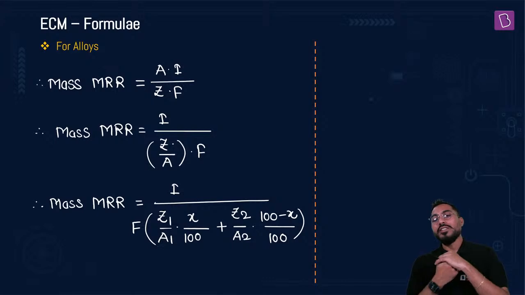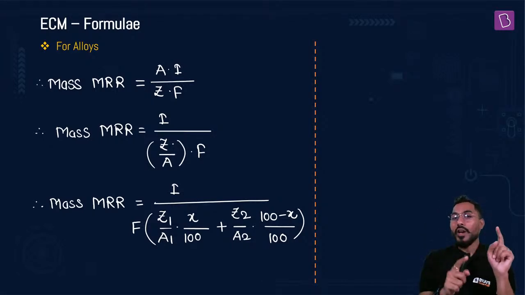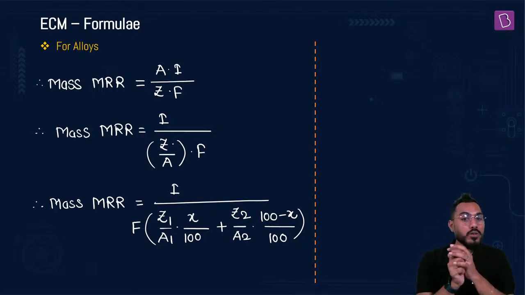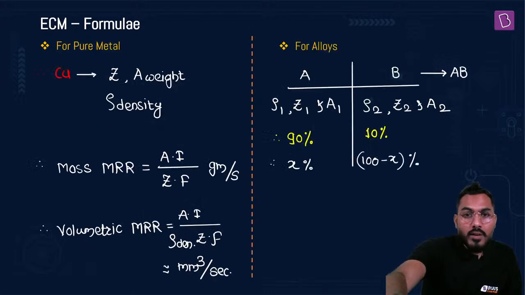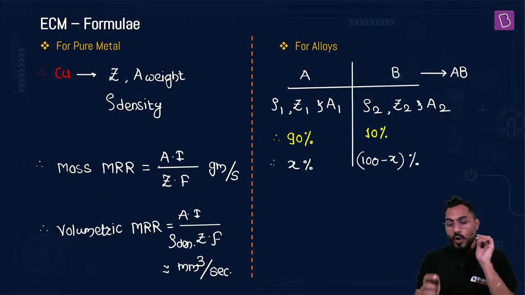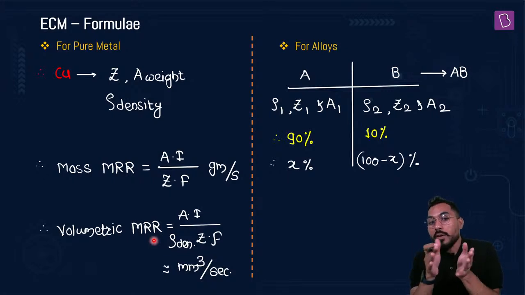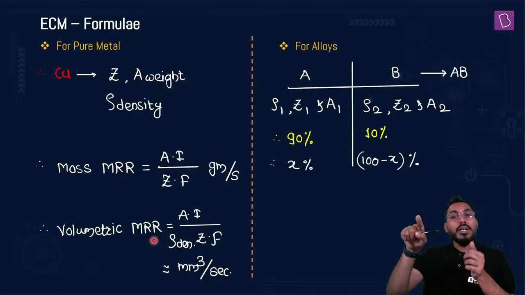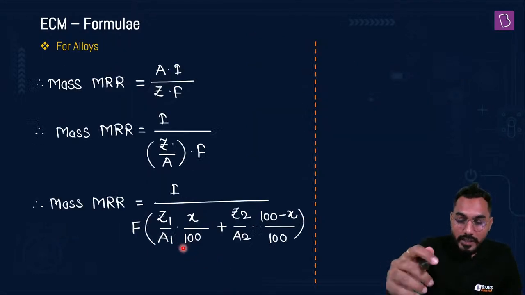Now the next question is coming. Instead of mass material removal rate for an alloy, if the question asks to calculate volumetric MRR, then density also comes into the picture. Go back and look at the formula. Volumetric MRR is A into I divided by rho, density, into Z into F. If I take A to the denominator, there will be density multiplied by valency divided by A. This simple formula can be written like this.